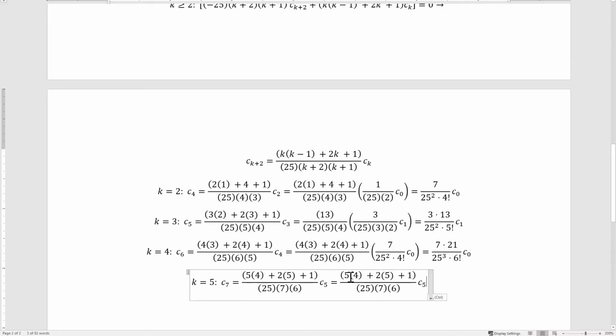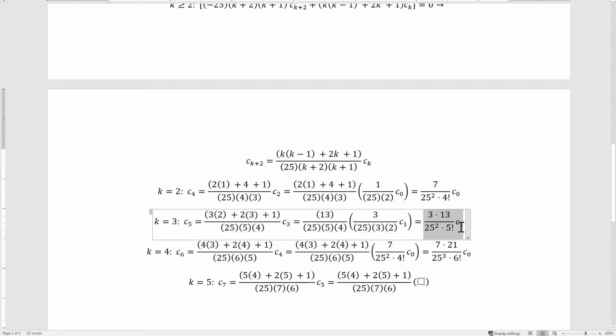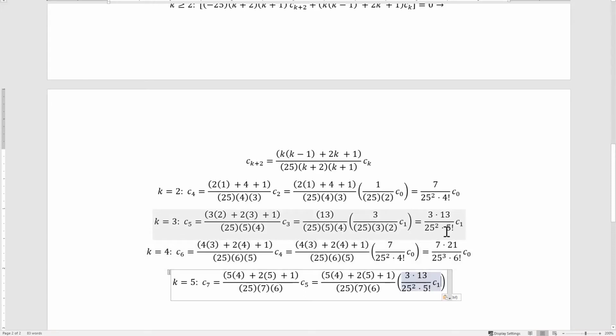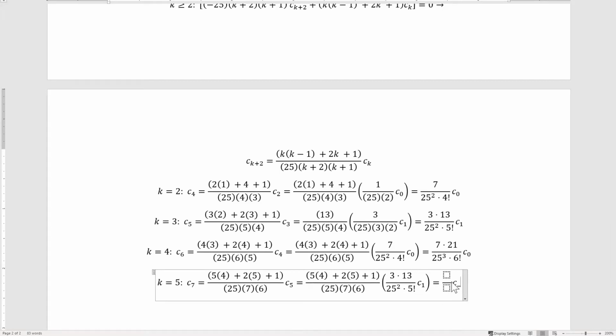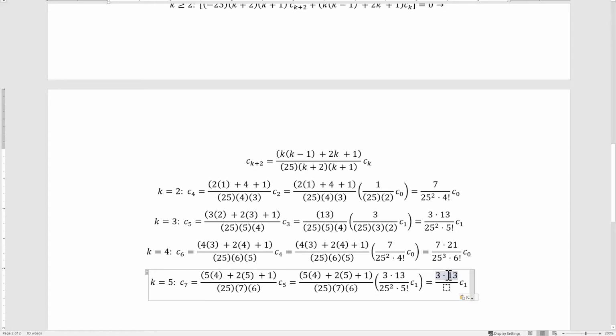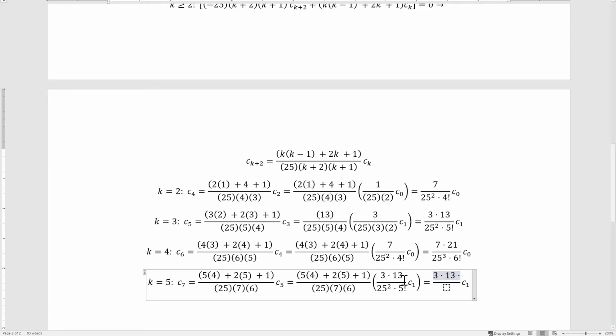So let's double this up. This is the value for c sub 5 that we found. C sub 5 is 3 times 13 c sub 1 divided by 25 squared plus 5 factorial. So we have something with the c sub 1. We start off with 3 times 13, and then looks like we're going to have something else here, and that's 5 times 4, that's 20, plus 10, plus 1. Looks like it's going to be a 31.